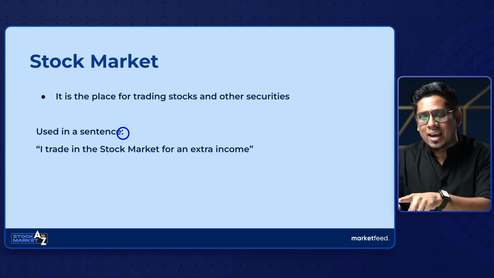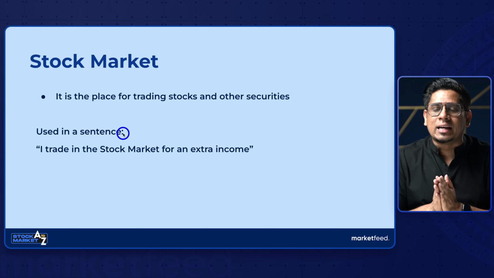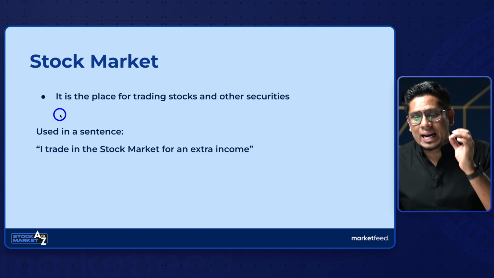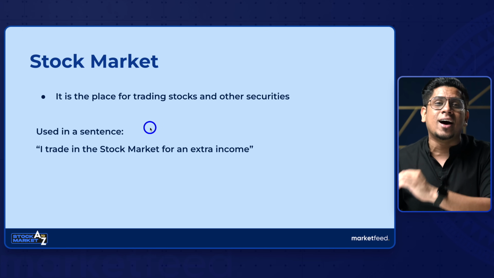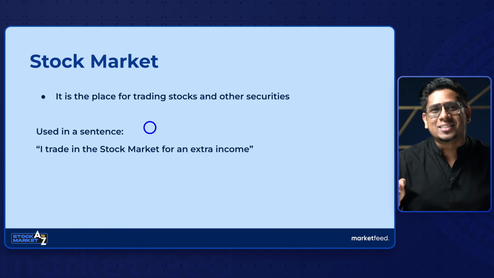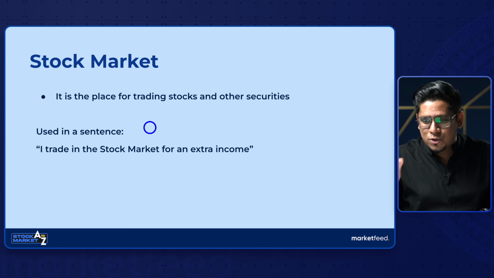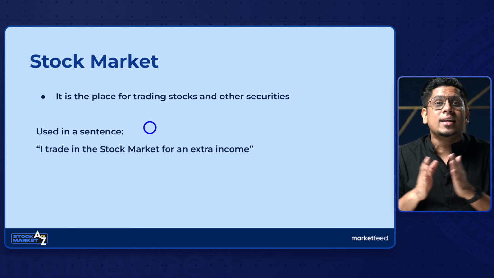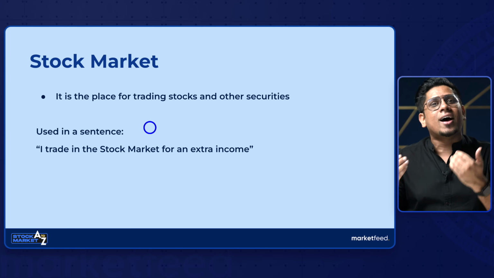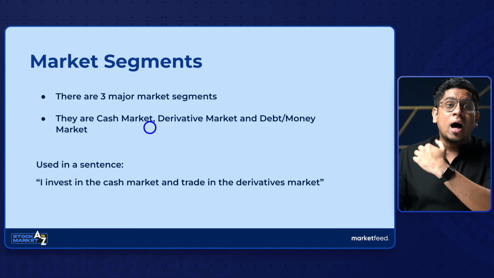So the first term here is stock market. Now I know almost all of you know what the term stock market is, so let us quickly go through it. It is the place for trading stocks and other securities. Now if you need a near 50 minutes explanation of the same, you can make sure that you watch this video given here, right? Now used in a sentence here as, I trade in the stock market for an extra income. Very clear, right?